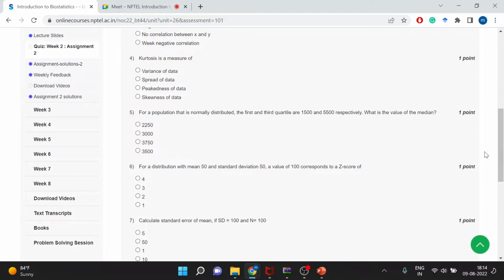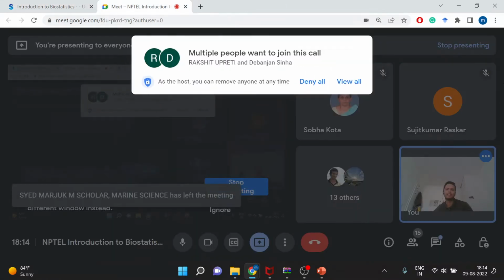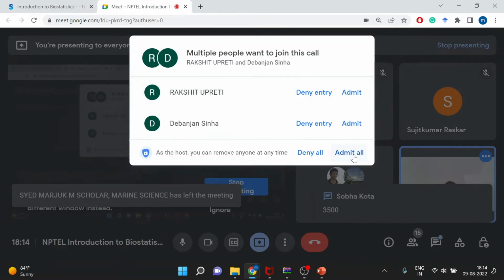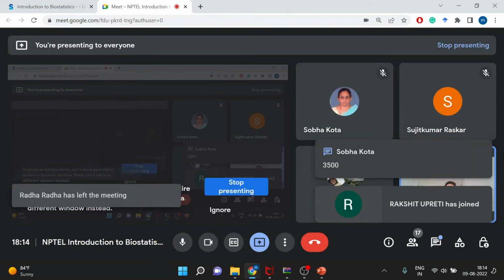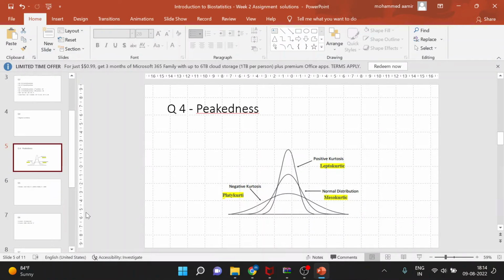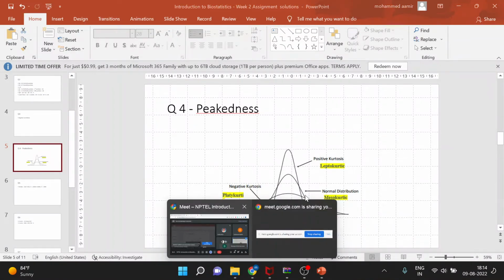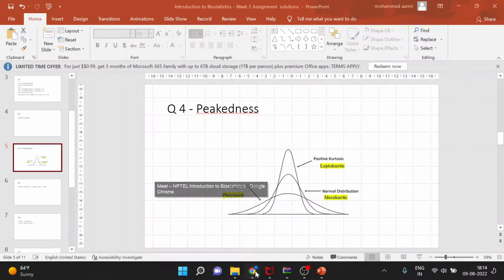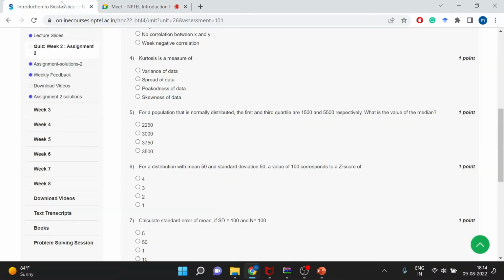Or I'll just have to call out names because no one answers. Shobha Kota. Yeah. Can you tell me what the answer is to that question, as to what the median is for these quartile ranges for a normal distribution? Shobha Kota? Okay, maybe she can't use her mic. Someone else, please?